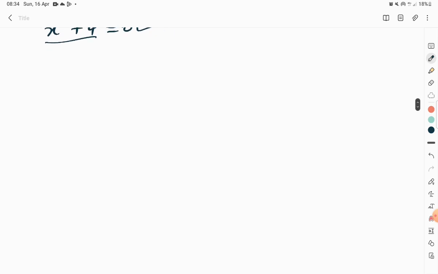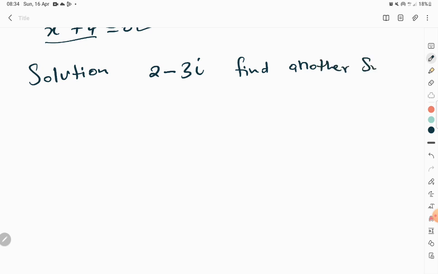Well, let's get into this one. Let's say you have the solutions given, or you just have one solution, which is 2 minus 3i. So you have this one. So you need to find another solution, then find the equation. Find another solution, and the equation.